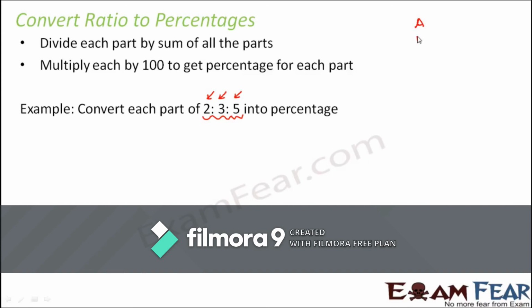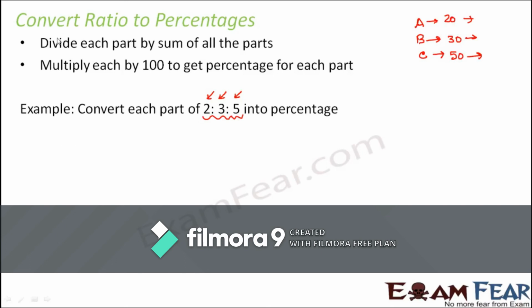Let me give you an example. Let's say that there are three students A, B, C. If A scored 20, then B scored 30 and C scored 50. In this case, if you find out their ratio, it would be 2:3:5. So this is the meaning of 2:3:5. Now we have to convert it into percentage, so we will get a percentage for each of these students A, B and C. Here in this ratio, we call 2, 3 and 5 each part of the ratio. So let's see how we handle this.